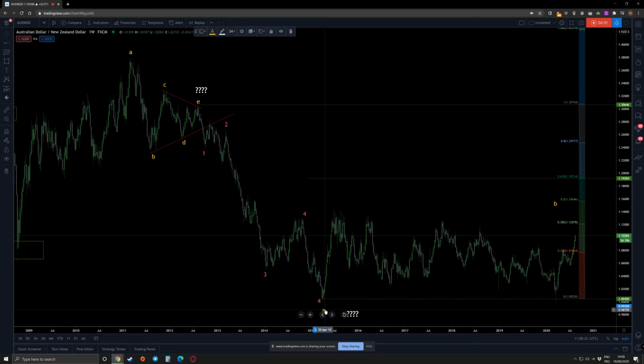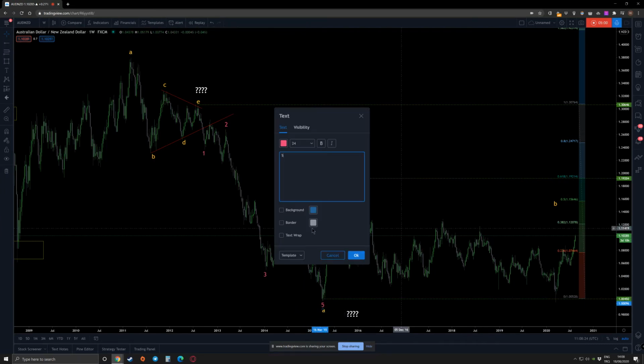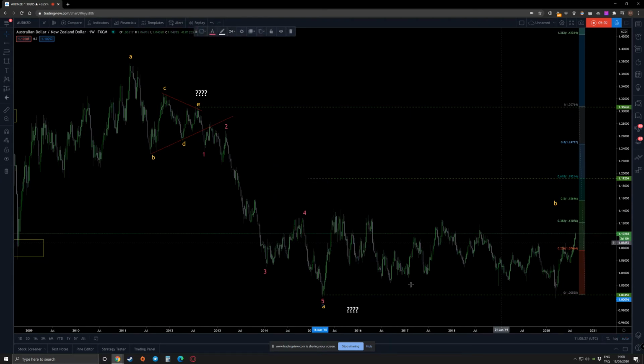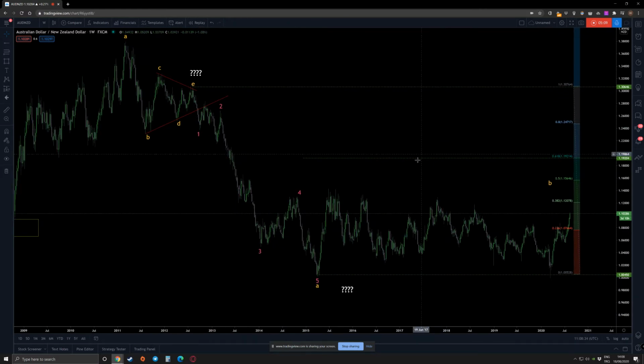What you should do first, of course, as always, is try to find out if you have an extension or not. Now look, I will show you how to do that. This is the length of the first wave. Let's take the length of the fifth wave. This is the length of the fifth wave.